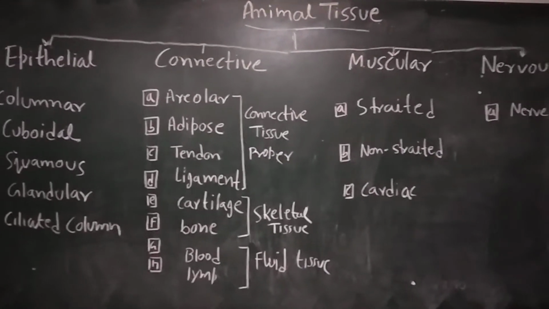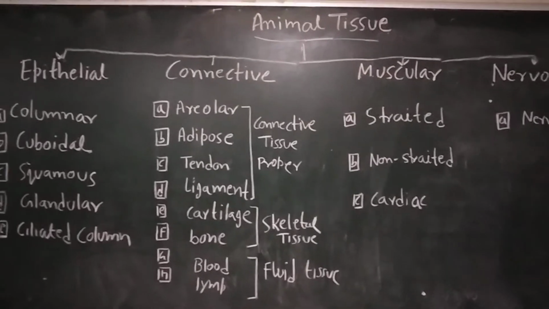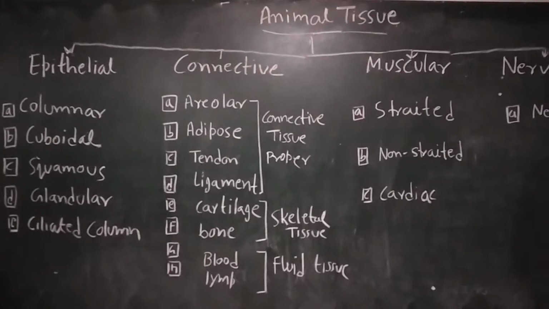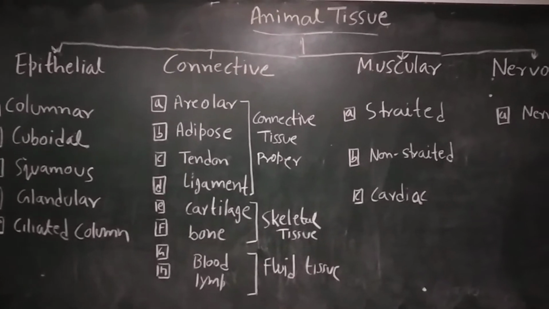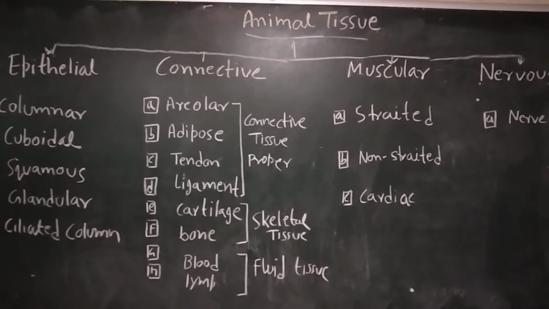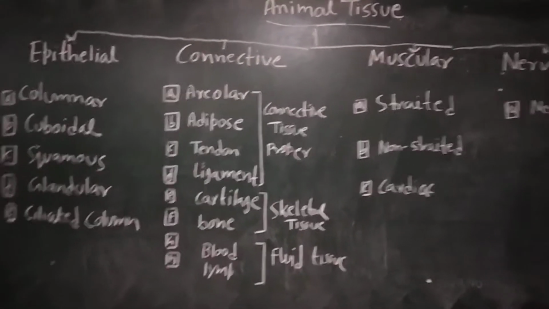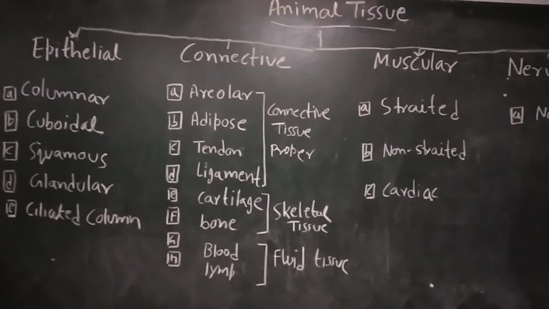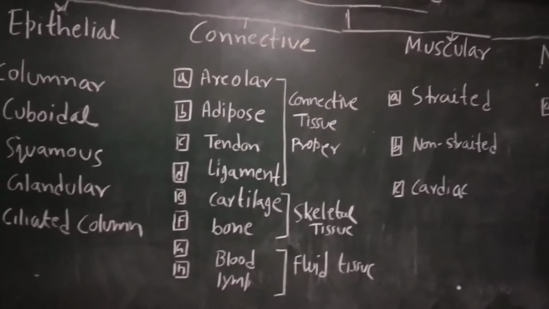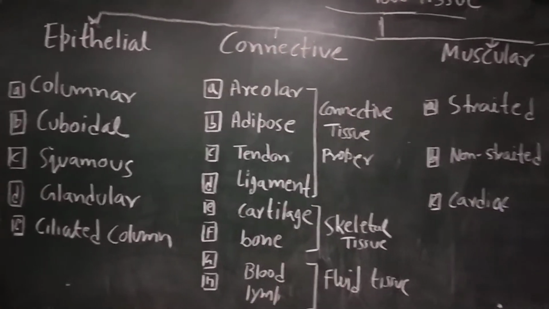Hello everyone, again I am here with a very attractive video for you, that is animal tissue. You can see here I have written the different names: epithelial, connective, muscular and nervous. These are the types of animal tissue that we have to learn, and you should know about their functions, because animal tissue is nothing but our tissue which does different functions for protection and maintenance of the human body.